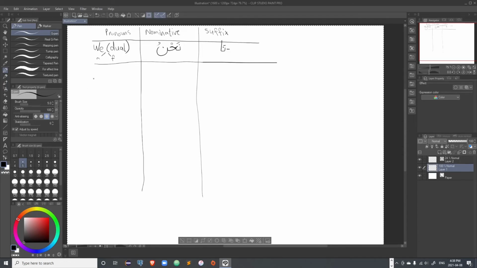Then we have you, dual, the dual form. So if I am speaking to two men, two women, or a man and a woman, this works for both as well, masculine and feminine. It is exactly the same as you singular, masculine and feminine, so they share the first three letters.